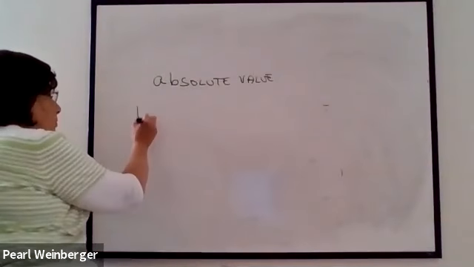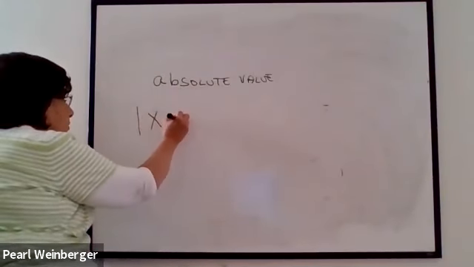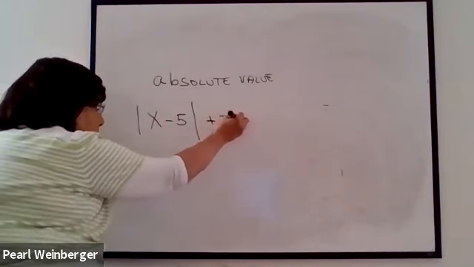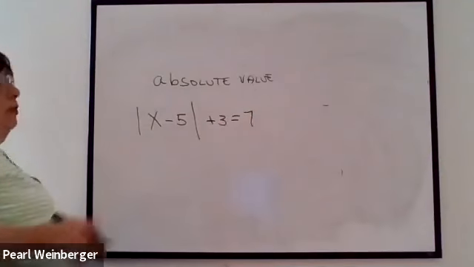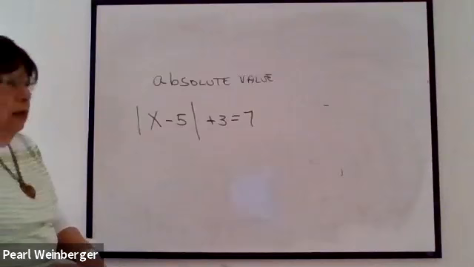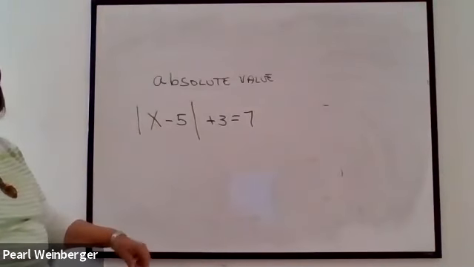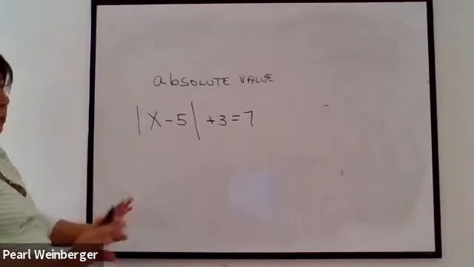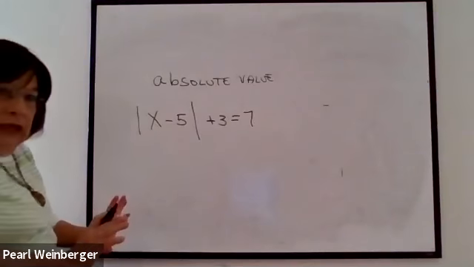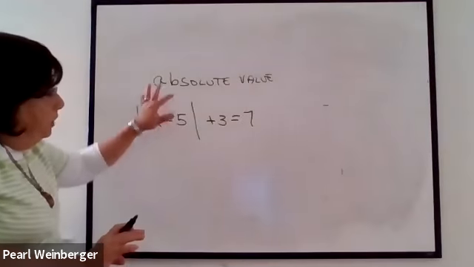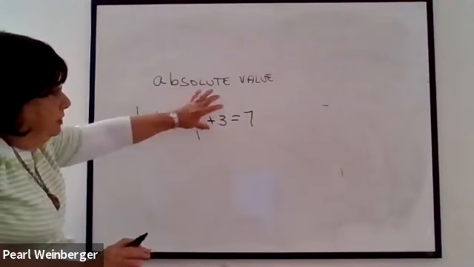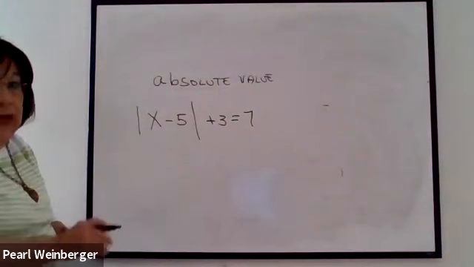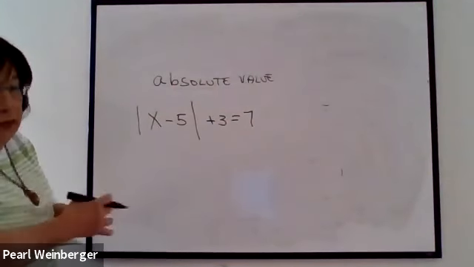Suppose I give you an equation that looks like this. The absolute value of x minus 5, plus 3, equals 7. Let's say I gave you that example, and I ask you to solve this absolute value equation. Here's how you go about it. Step number 1, you want to isolate your absolute value. You want to get the absolute value all by itself. So if there's anything outside, something multiplying, something dividing, something adding or subtracting, first get rid of it.